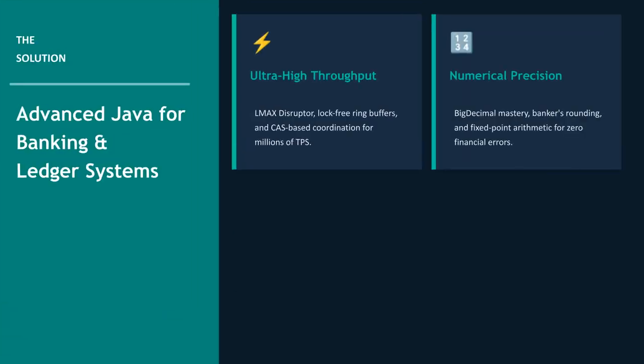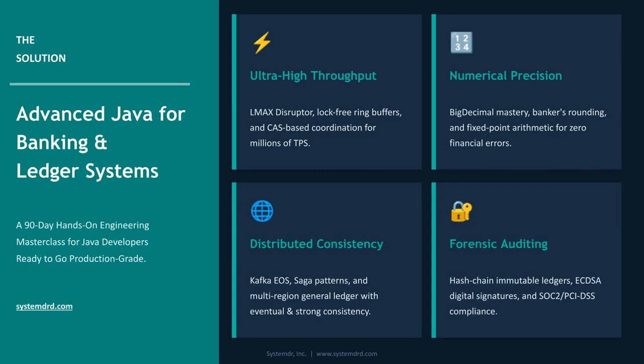The solution is Advanced Java for Banking and Ledger Systems. This 90-day masterclass focuses on 4 key pillars: ultra-high throughput with LMAX Disruptor and lock-free buffers, numerical precision with BigDecimal mastery, distributed consistency using Kafka EOS and Saga patterns, and forensic auditing with hash-chain immutable ledgers and compliance.